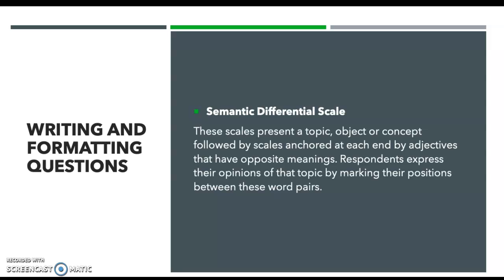You also have the semantic differential scale. Oh, that's a mouthful. These scales present a topic, object, or concept, followed by scales anchored at each end by adjectives that have opposite meanings. So respondents express their opinion of that topic by marking their positions between these word pairs. I encourage you to open up your textbook and read on this one. This is interesting. I know that not many people are using it, but if it's in line with what you're interested in, this may be a good way to format your questions.